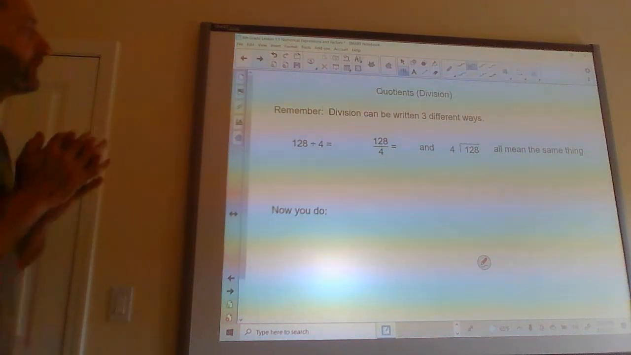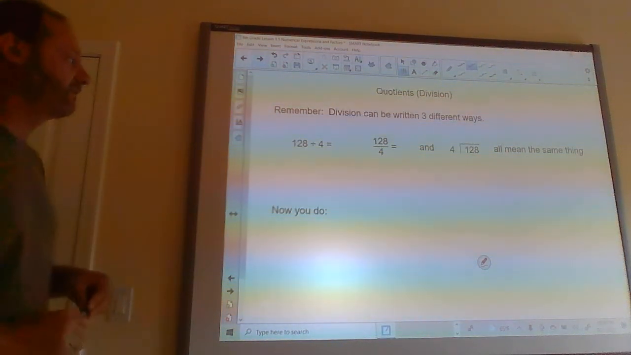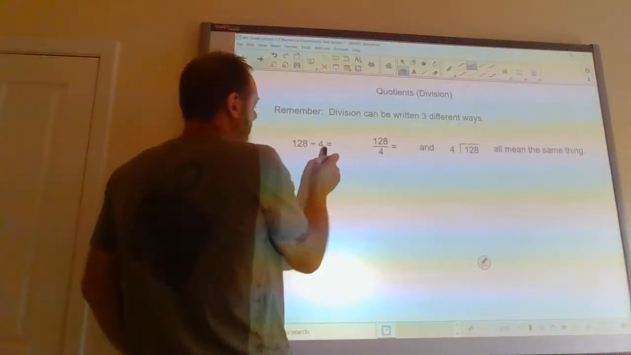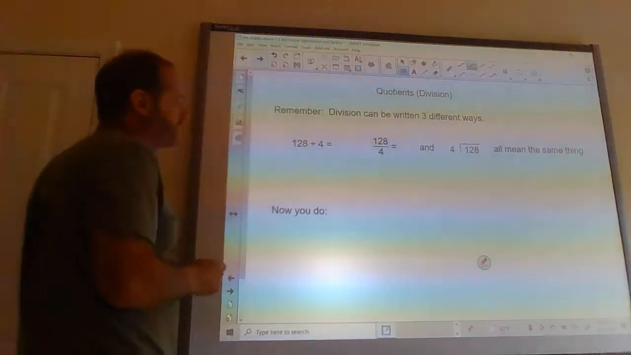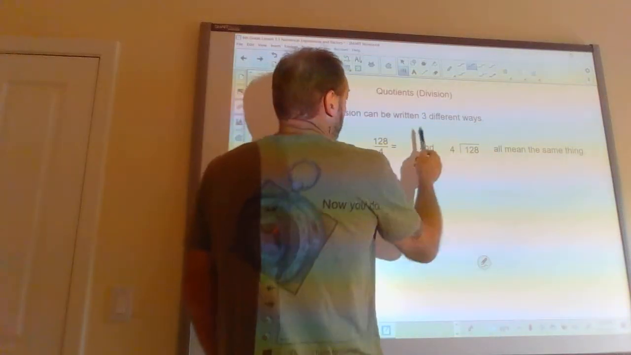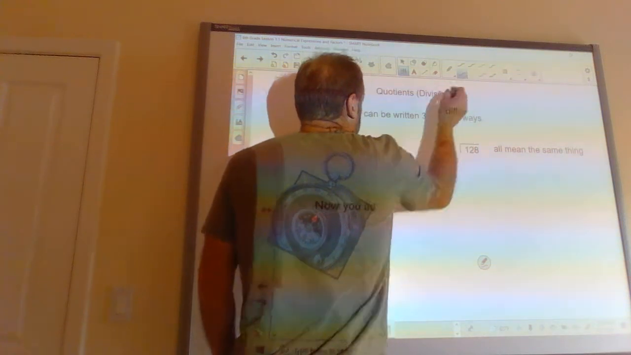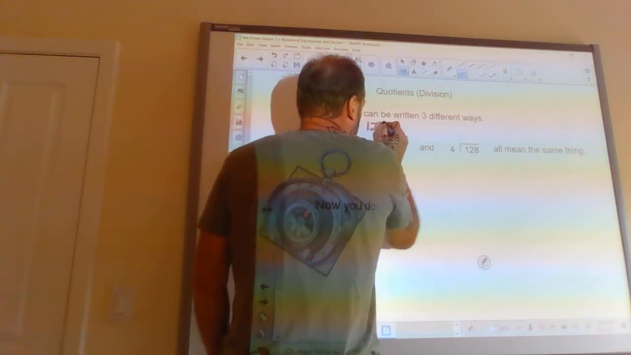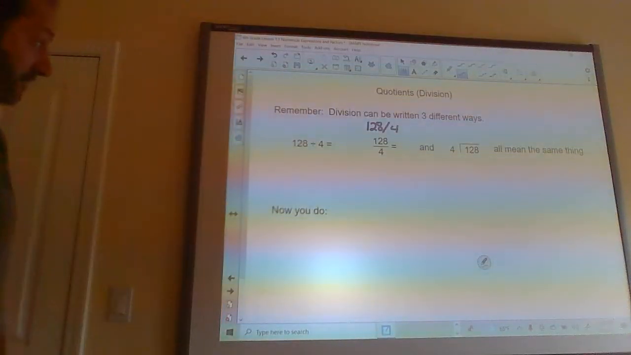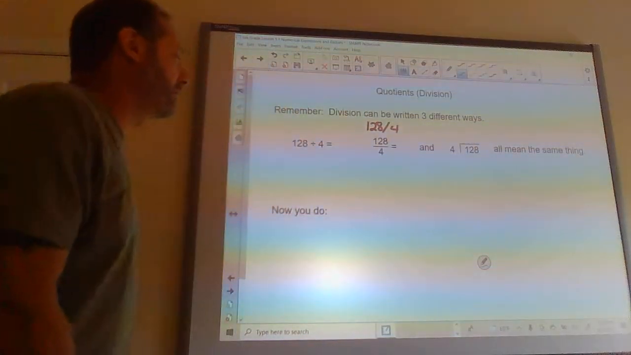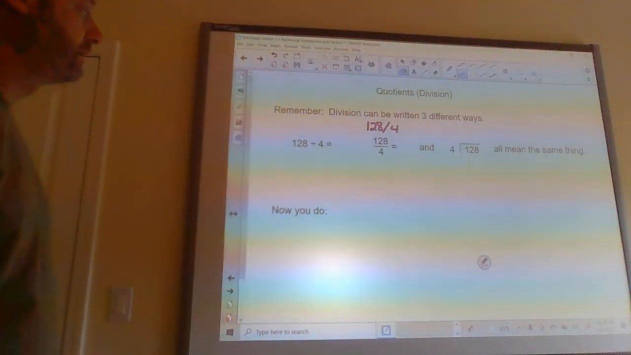Okay, quotients. So division can be written 3 different ways. Actually, there's a 4th way. You can see it like this with the division sign there, 128 divided by 4. You can read this as 128 divided by 4. And you can also see it written like this, 128 divided by 4 like that. That means the same thing. Okay? And then you can do 128 divided by 4 here.